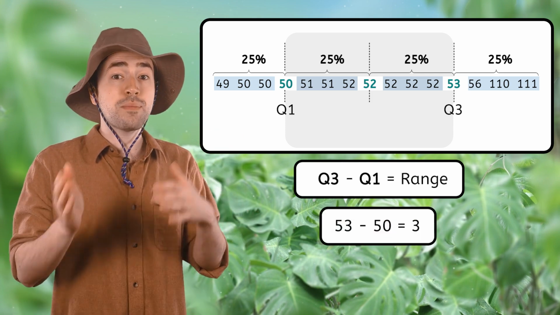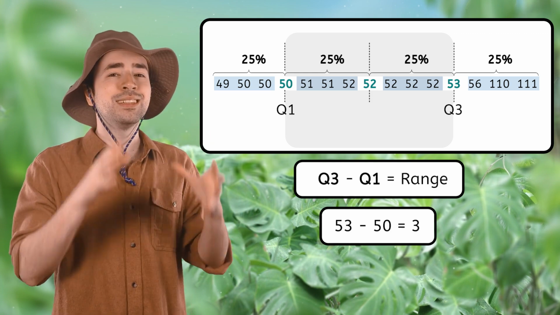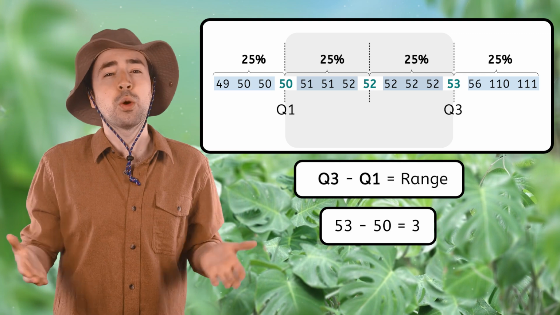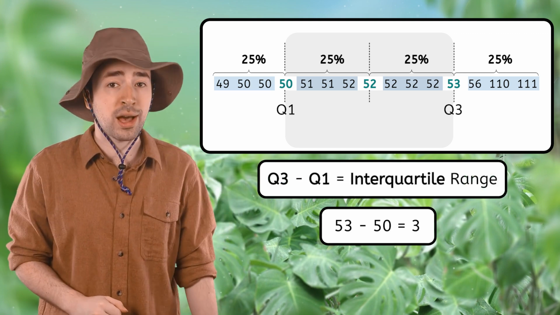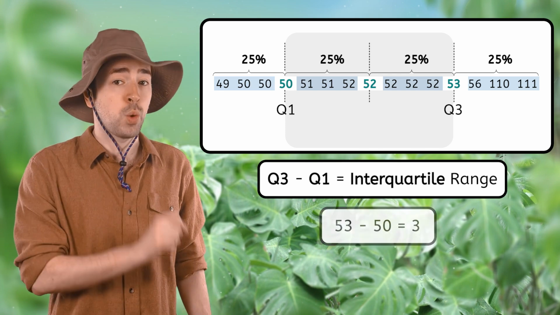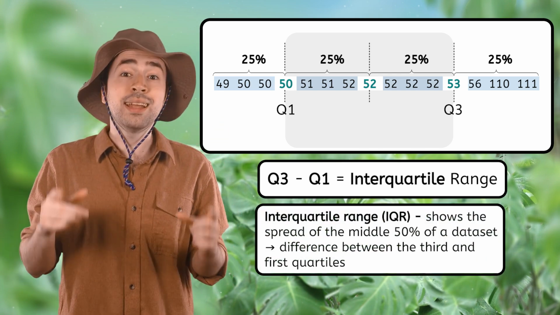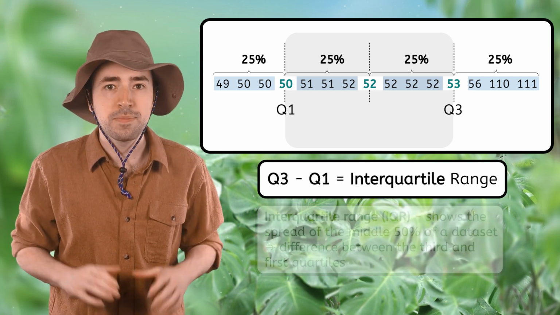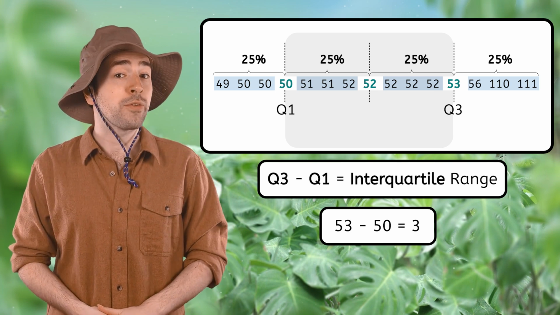We could do 53 minus 50 to see that the range of this middle 50% of the data is 3. Since this isn't the range of the whole data set, we don't call it the range. It has its own name, the interquartile range, or IQR. It shows the spread of the middle 50% of a data set and is the difference between the third and first quartiles. So, what does it mean for the data set to have an IQR of 3?